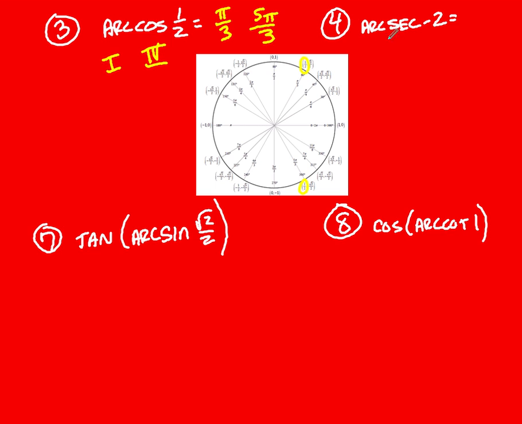Well, I don't like secant, so I'm going to change this. I know that secant, though, is the flip of cosine. If I flip the trig function, though, I better flip the number as well. So where is cosine equal to negative 1/2? Well, I can do this two ways. I can either look, need to figure out exactly where this is.